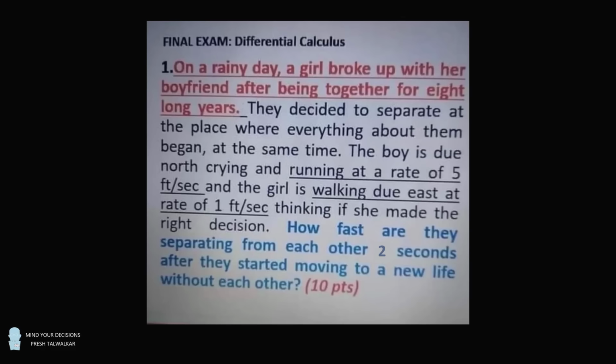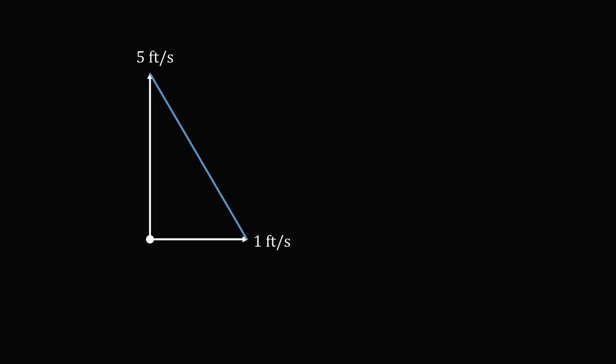So how can we solve this problem? Let's get started by sketching a diagram. Here's the point at which everything began. The boy is running due north, crying, and running at the rate of 5 feet per second. The girl is walking due east and thinking about what happened, and this is happening at a rate of 1 foot per second. So the distance between them will be the length of the line segment of the endpoints of these vectors. So we want to see how fast this distance is changing over time.